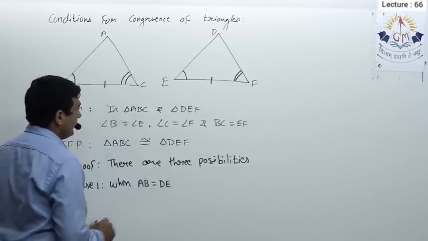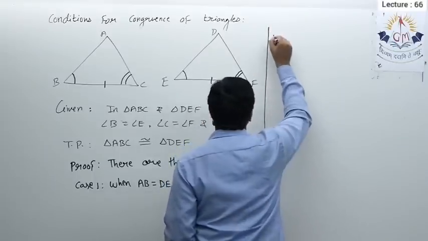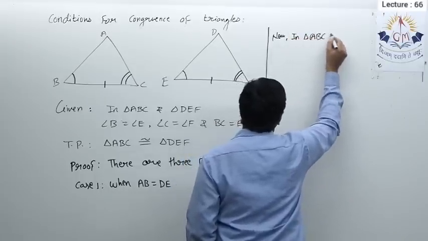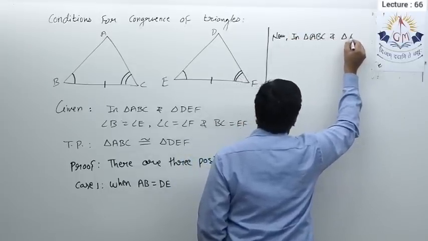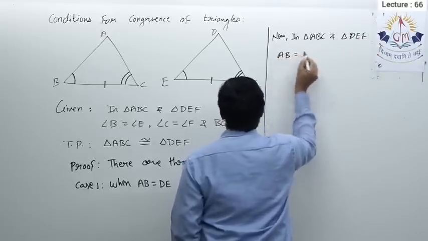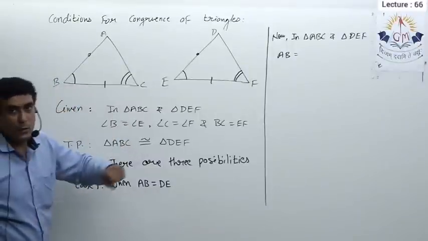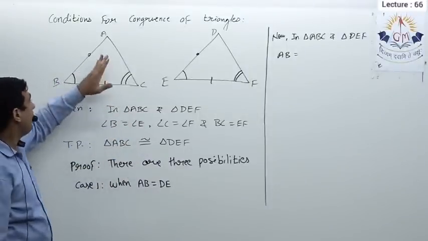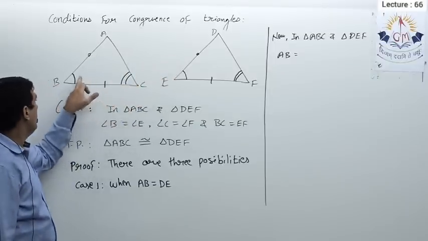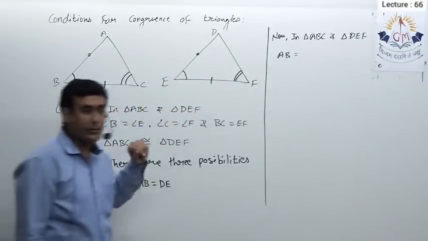Okay, when AB is equal to DE. So now in triangle ABC and triangle DEF, AB is equal to DE, I am assuming these two are equal. Now when these two are equal, can I say the triangles are congruent? By side angle side. See, AB is equal to DE, we assumed right now. B equal to E, it is given, and BC equal to EF, it is also given. So we can say the triangles are congruent.